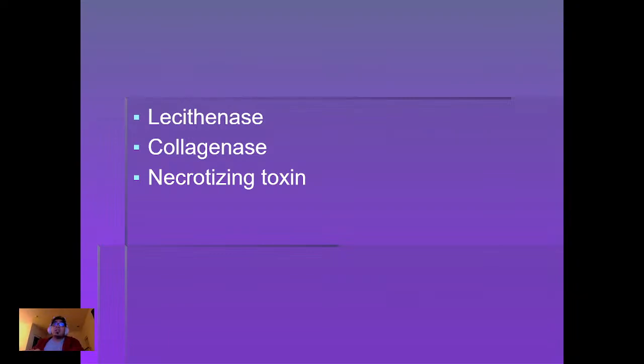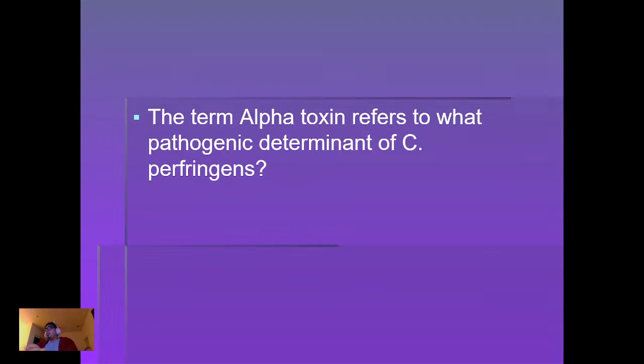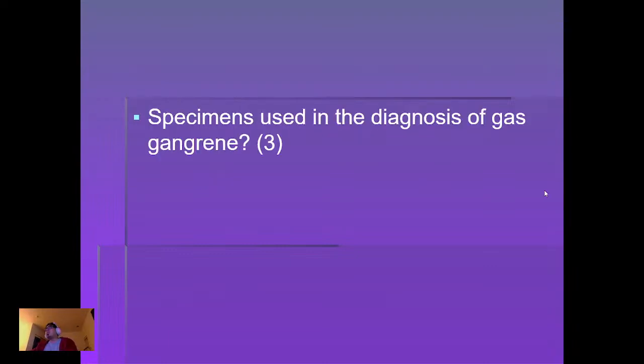From the name itself, you already know that it will test positive with collagen assays and lecithin, right? But you have to remember alpha toxin also. The term alpha toxin refers to lecithinase. Okay, that makes the organism elaborate its toxins. Okay. There are several specimens used for the diagnosis of gas gangrene. That's on the next slide or the next topic.